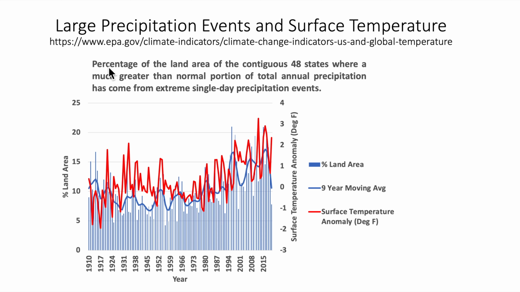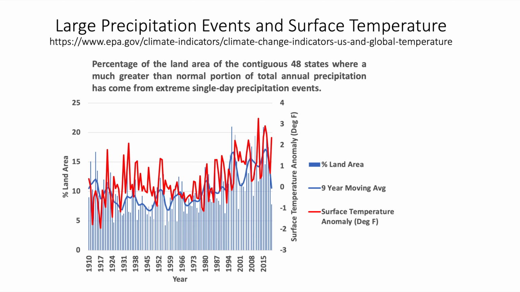What this chart is, it's a percentage of the land area of the contiguous 48 states where a much greater than normal portion of total annual precipitation has come from extreme single-day precipitation events. On this axis, we have percent land area. This is the year. It goes back to about 1910, all the way up into 2020. On this axis, we have surface temperature anomaly in degrees F. And so the blue columns here are individual year data for the percent land area.